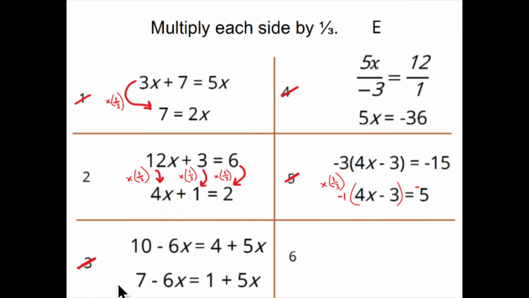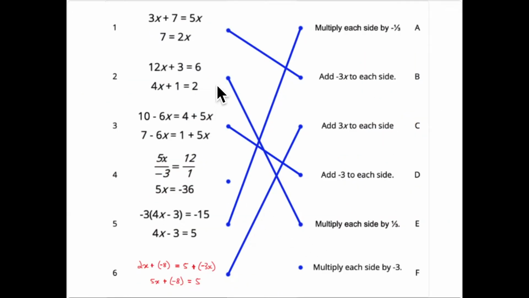So 10 times 1/3 does not equal 7. 5x over a negative 3 times 1/3, that one doesn't work. A negative 3 times 1/3 is negative 1, not positive 1. And a negative 15 times 1/3 is a negative 5, not positive 5. So E matches 2.